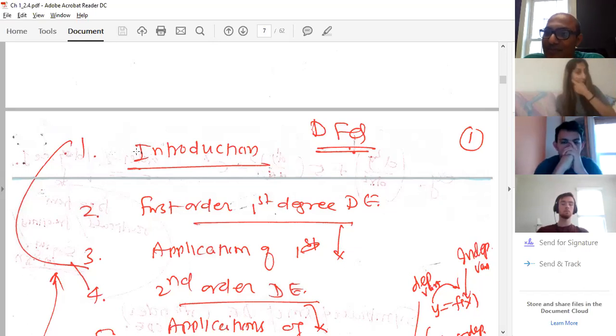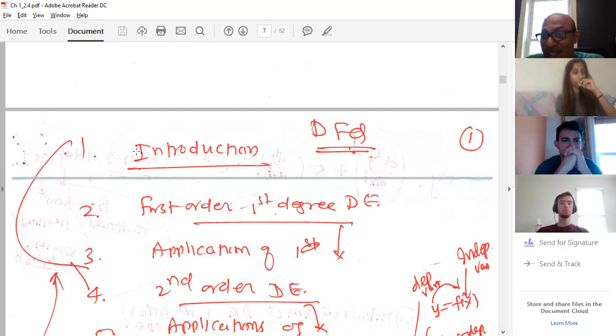Second part, chapter number 4, completely based on higher order differential equations. I mean to say second and higher order differential equations, not first order. Second and higher order, but degree 1. Order is different, higher: 2 and more.